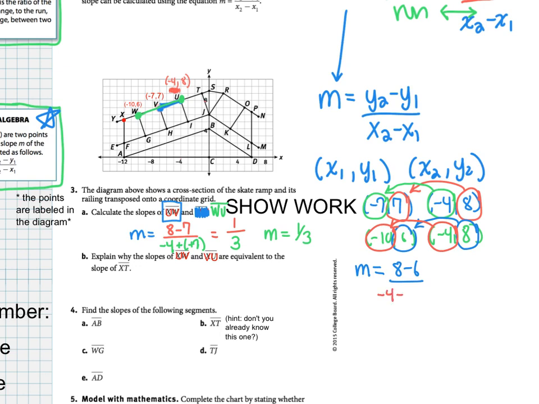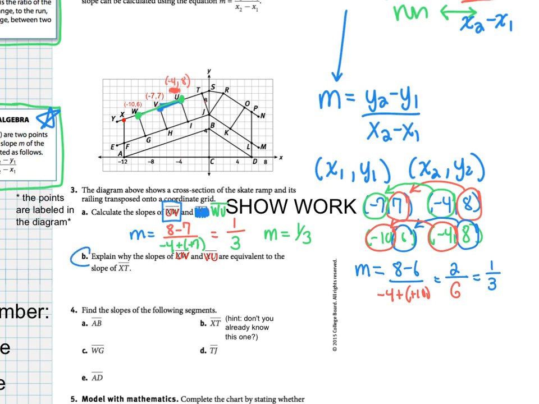So -4 minus -10. And then we'll simplify. 8 minus 6 is 2. -4 minus -10 becomes -4 plus 10. That becomes 6. And all fractions must be reduced. So when I reduce 2/6, I end up getting 1/3. You'll notice that both of these segments that fall on the same line have the same slope.